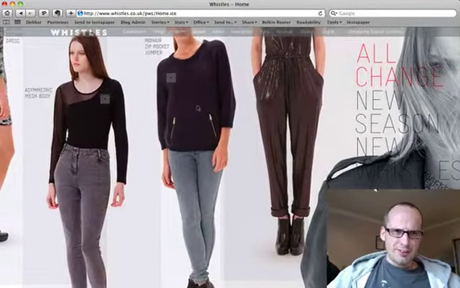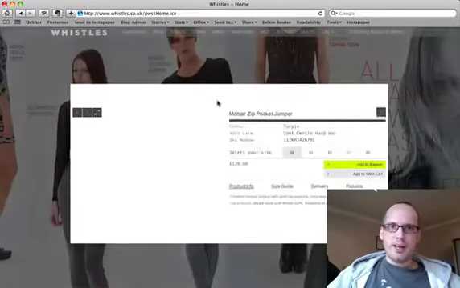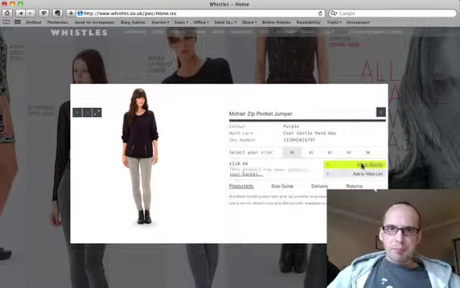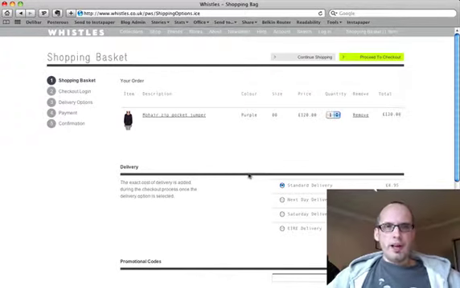If I can scroll up to hit something, yes, I've got something. Now I'm going to add it to my basket. Right, and I'm going to view my basket. Okay, finally, in something that feels a bit more controllable.